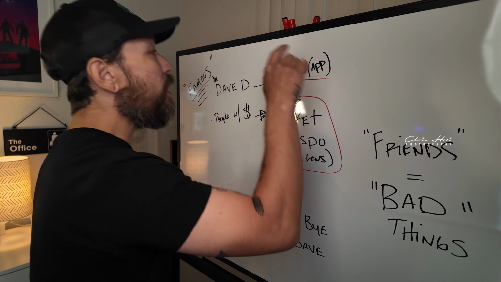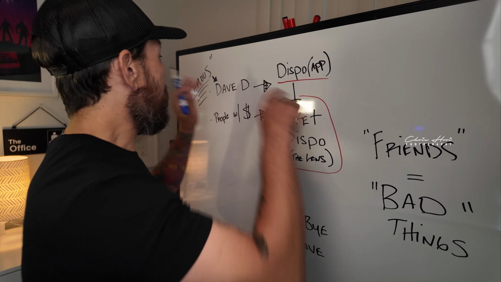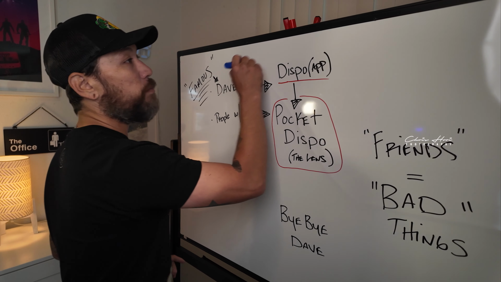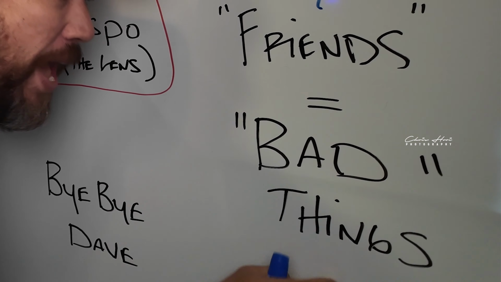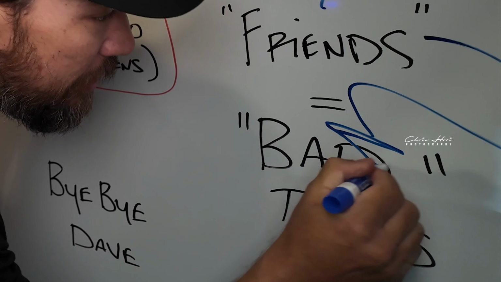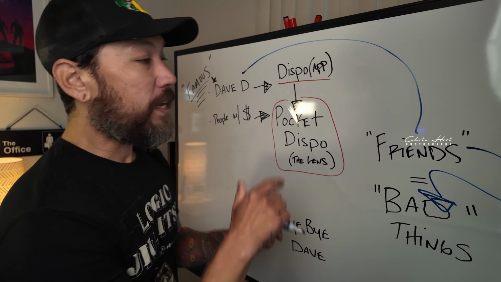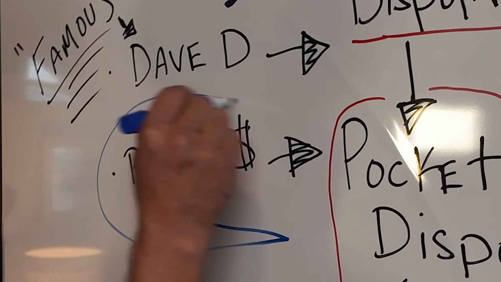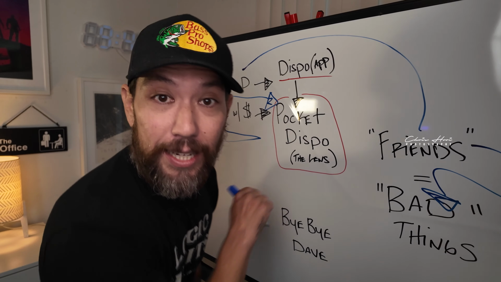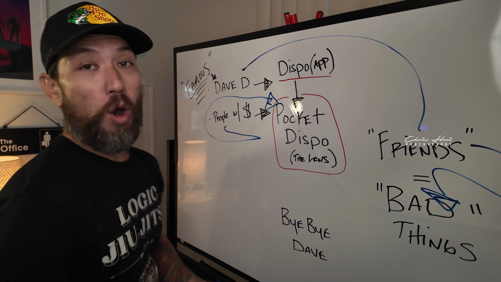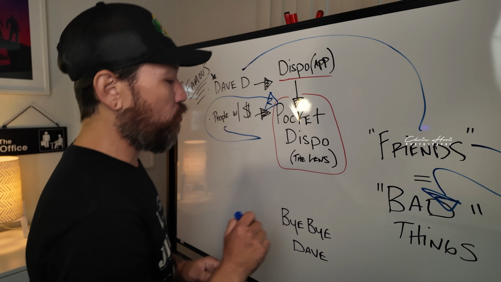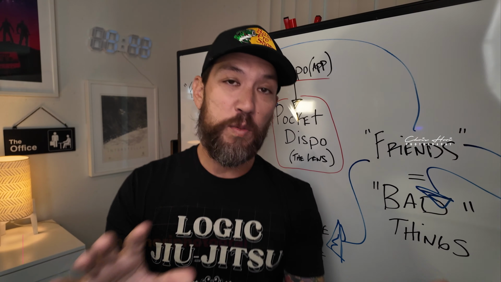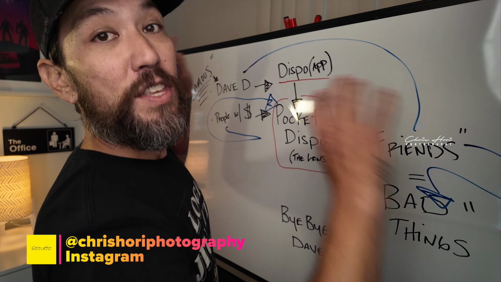So from there, we go a whole new route. Dave, the one that was famous, had a controversy where he had some friends that did bad things. Now, because those friends did bad things, the people with money that Dave had gone into business with for Pocket Dispo, they told Dave to go home and you were no longer in this business. So now they said, bye-bye, Dave. So now there's no more famous person kind of going and saying, hey, this is a really cool product.